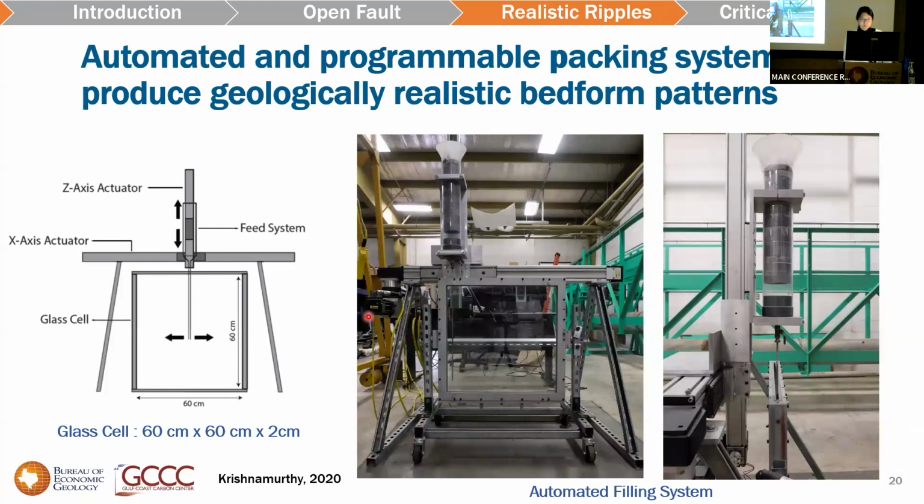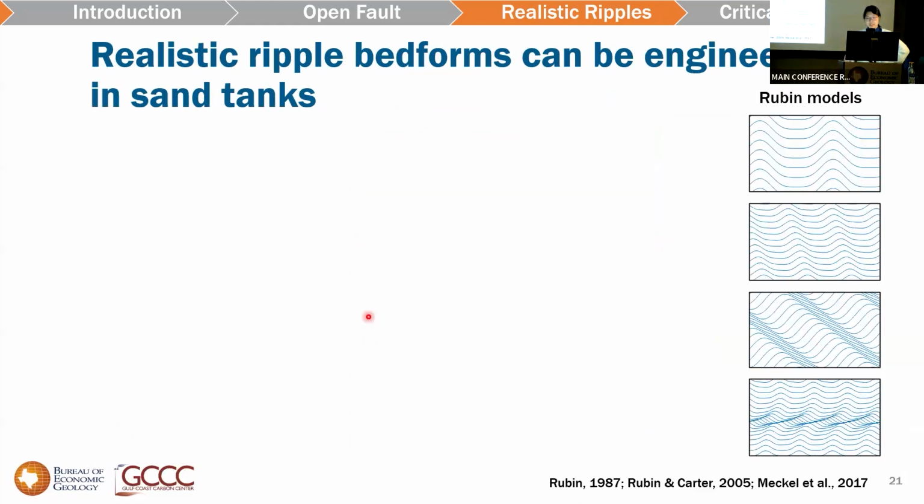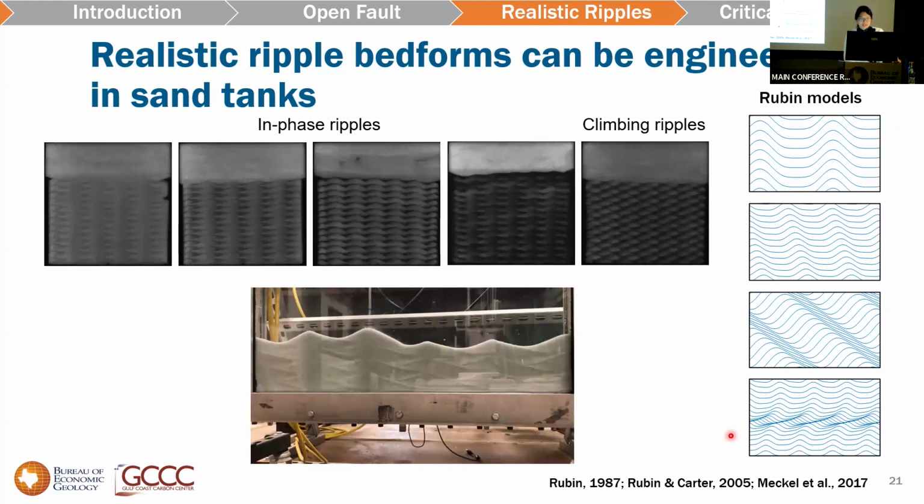And by using this automated and programmable packing system in-house, we're able to produce geologically realistic bedform patterns. Here on the right-hand side, you see models of realistic ripple bedforms that you can see in nature. And these are called Rubin models. So we model our sand tank ripple domains after these Rubin models so that we can be as realistic as possible in a controlled manner.